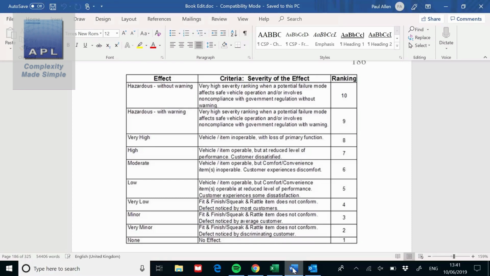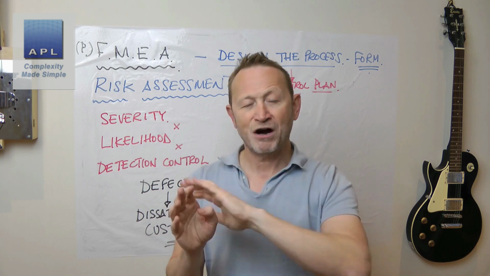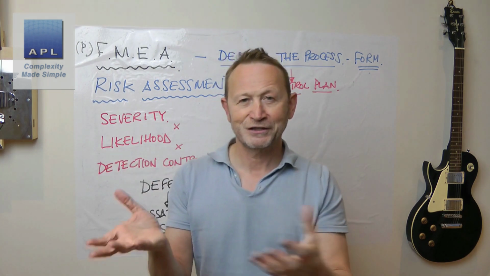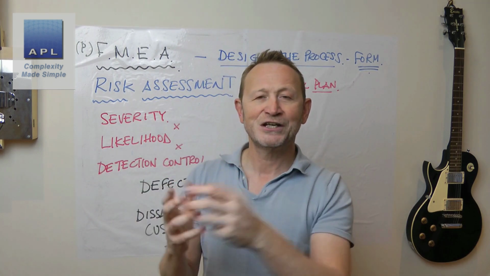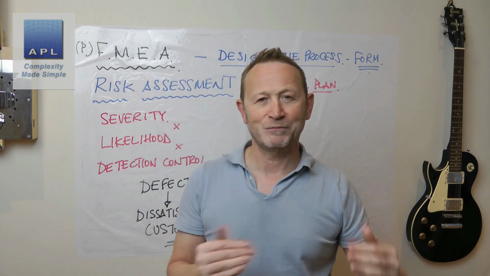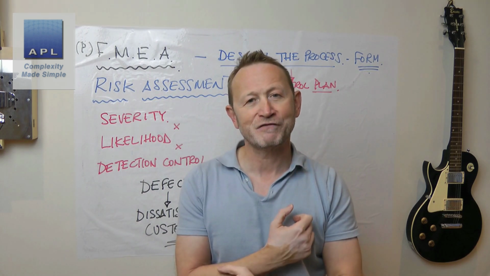If you go down to an 8, look, it says the vehicle or the item is inoperable with a loss of primary function. So they're trying to be nice and specific so that selecting a score is nice and easy. Now my advice here is to write your own table. I know the AIAG will provide a standard, but they can't know your industry. They can't know how easy it is to reference the severity of a problem. Write your own and try to make it clear and unambiguous.